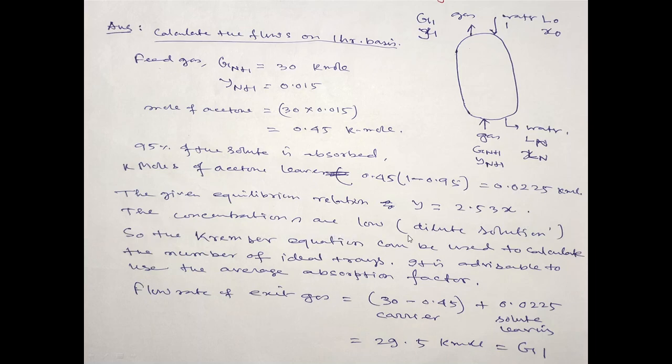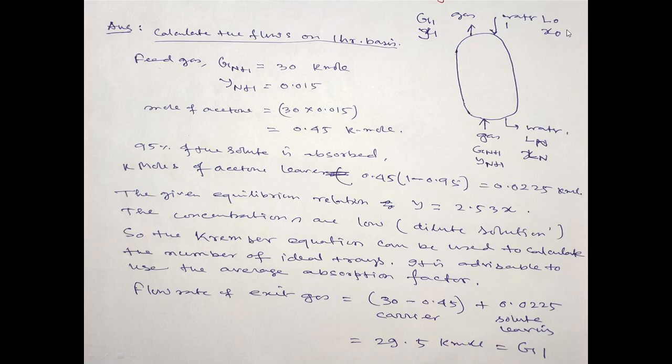The concentration is low, a dilute solution, so the Kremser equation can be used to calculate the number of trays. It is advisable to use the average absorption factor. So flow rate of exit gas, what would this be? This is the carrier plus the solute. So carrier will be 30 minus the solute plus G1, and this solute will be this one. So this will be the exit, that will be the 29.5 kilomole. This is our G1.